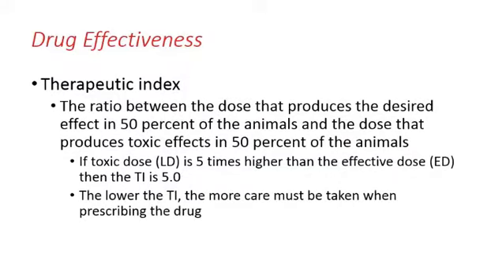So the therapeutic index is the ratio between the dose that produces the desired effect in 50% of the animals and the dose that produces toxic effects in 50% of the animals. And if the toxic dose, or LD, they call it, or lethal dose, is 5 times higher than the effective dose, or ED, then the therapeutic index would be, in this case, 5. The lower the therapeutic index, the more care that has to be taken when you're prescribing the drug.